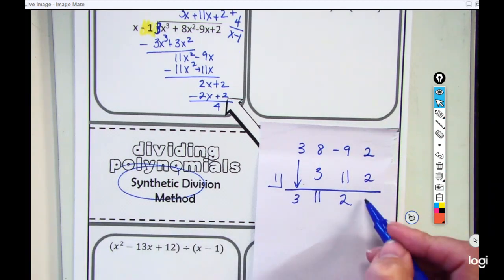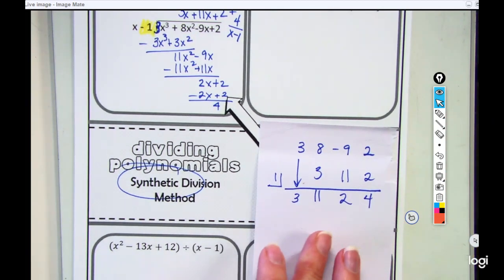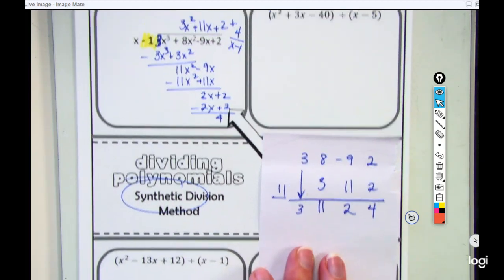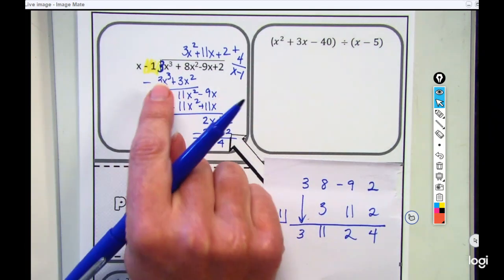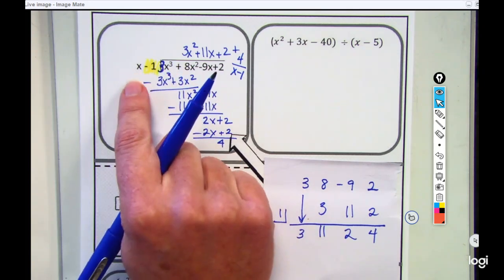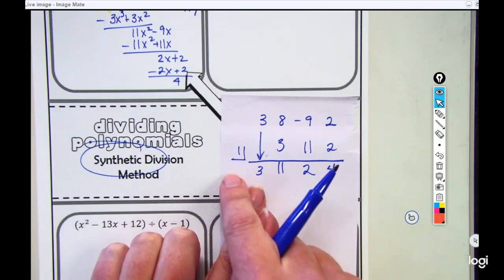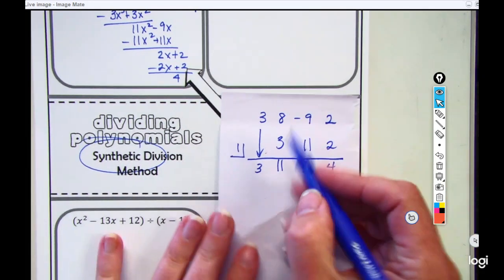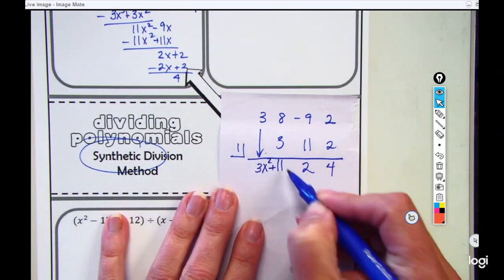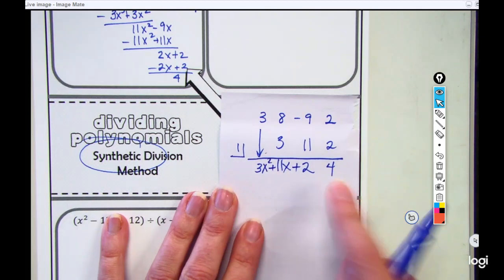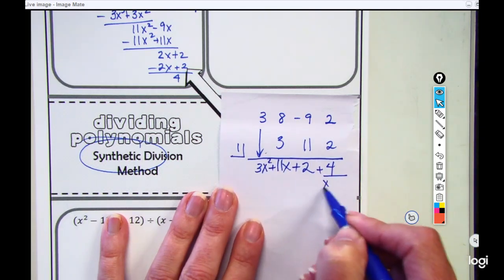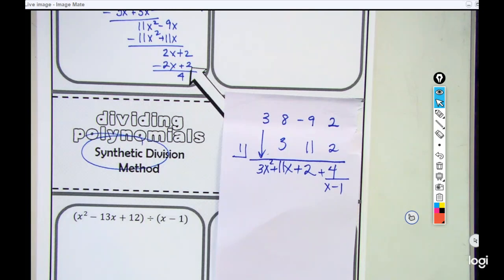Now this is where I've got to be smarter than my little tricky thing here. I've got to come back to my original problem and see that I did x cubed divided by x. What is x cubed divided by x? x squared. So from the beginning, going in every term down, I've got x squared plus 11x plus 2. This last one is my remainder.